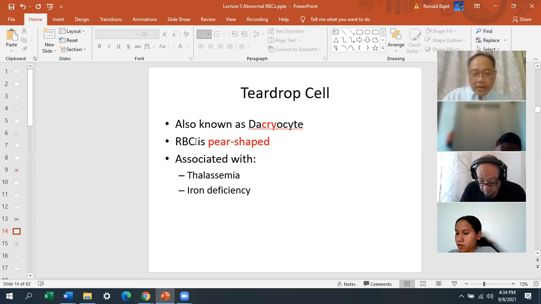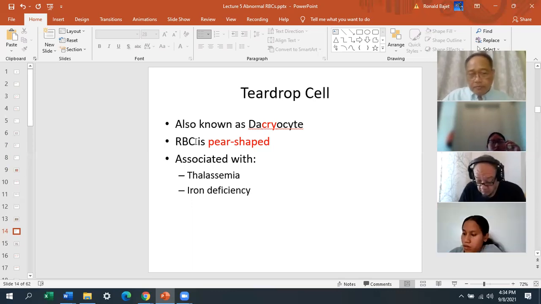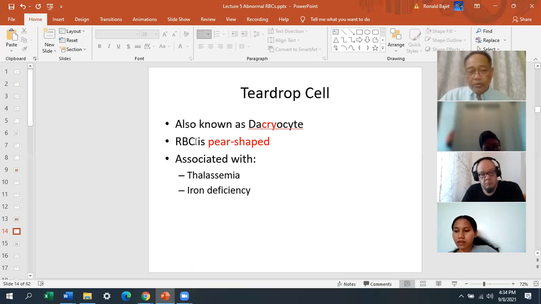Dacryocytes are associated with thalassemia and iron deficiency anemia. Anything is associated with iron deficiency anemia because in that type of anemia, you'll see all kinds of poik. Okay, you'll see teardrops, you'll see target cells, you'll see schistocytes, you'll see microcytes, macrocytes, you'll see the whole spectrum in iron. That's why I like iron deficiency anemia, because you see the whole spectrum. Thalassemia, you'll see mostly targets, but you can also see target cells in there as well.